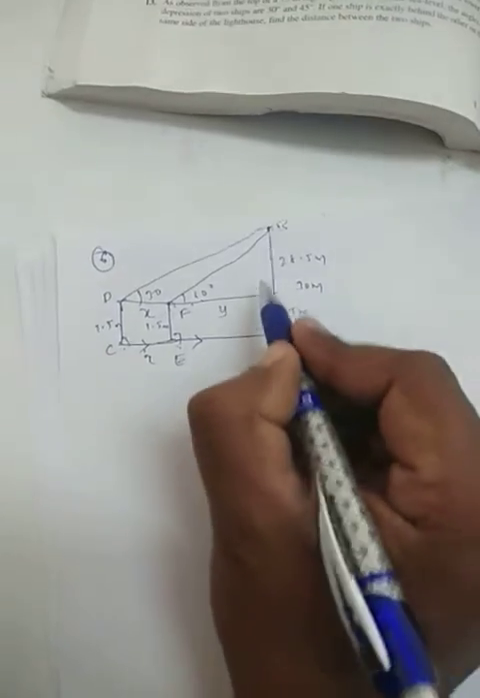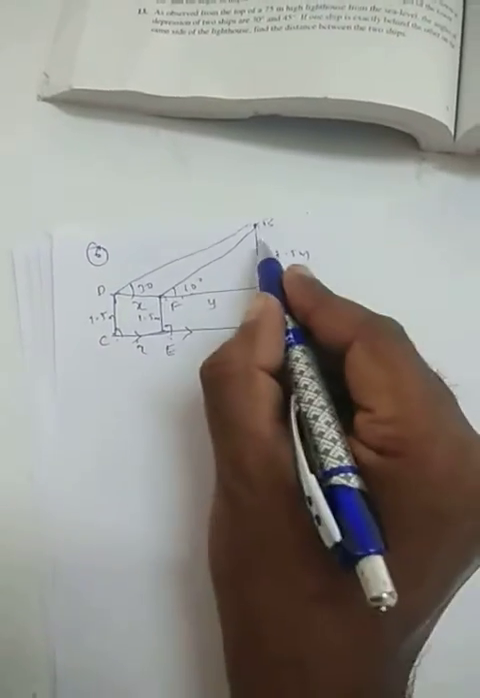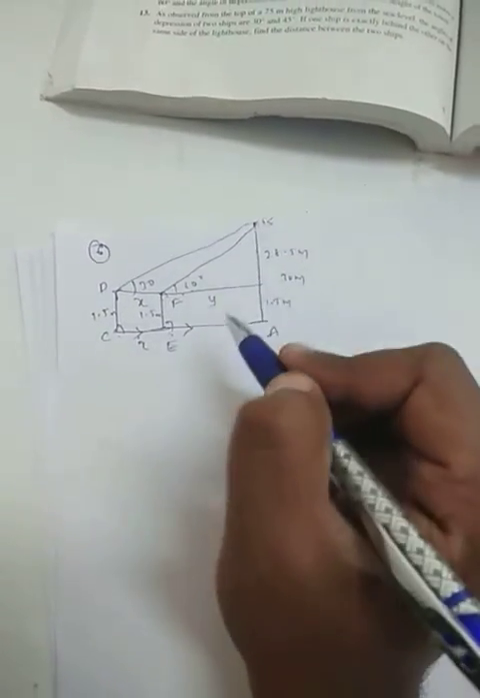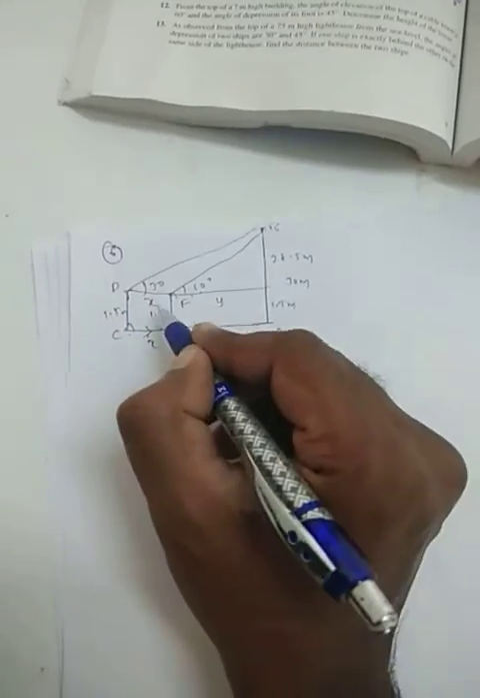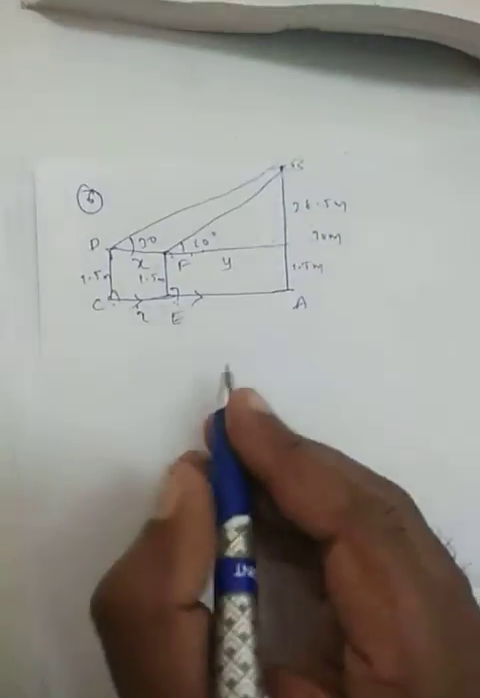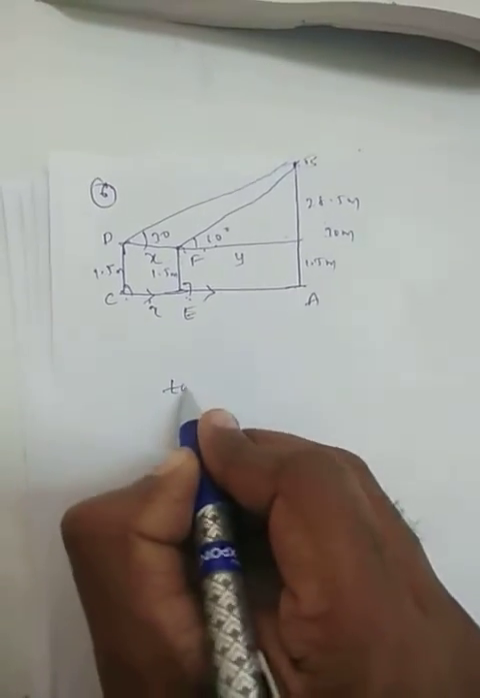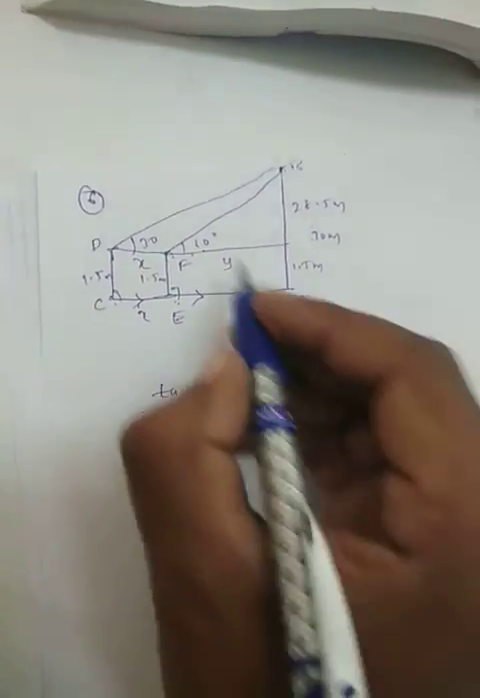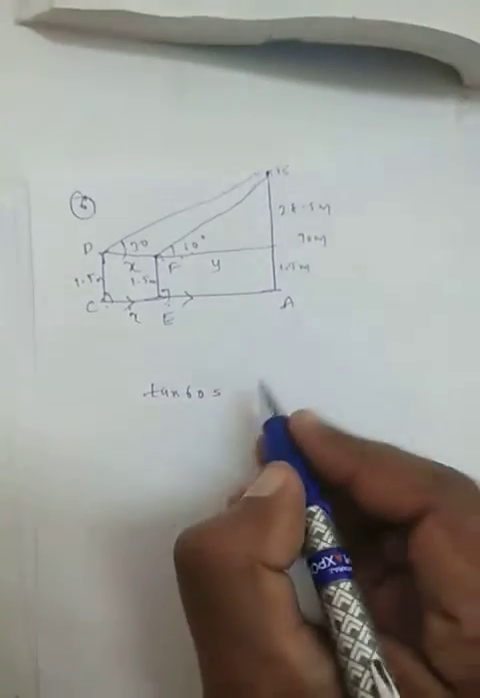So let us look at this. First take this figure and get the value of y, and then take the other figure and get the value of x from that. So what I am going to do, let me check it out. In the first case, tan 60 is 28.5 by y, you will get.